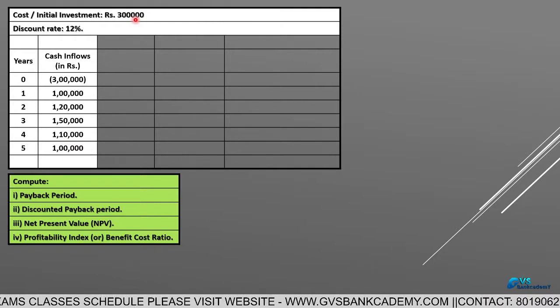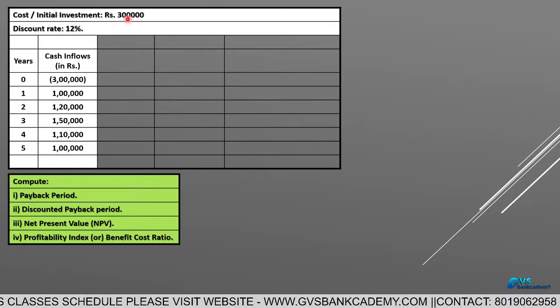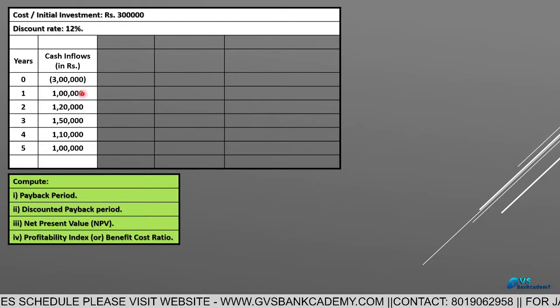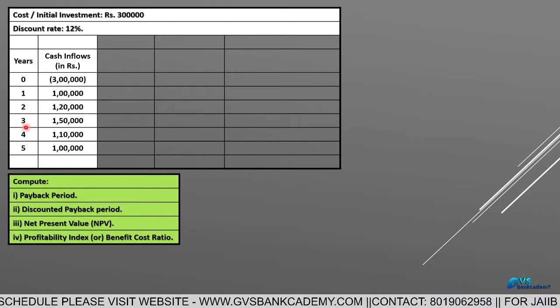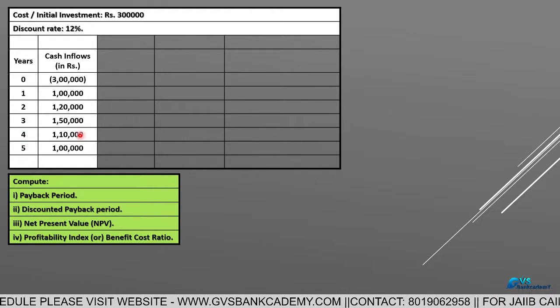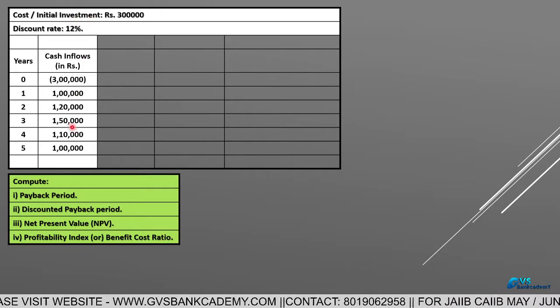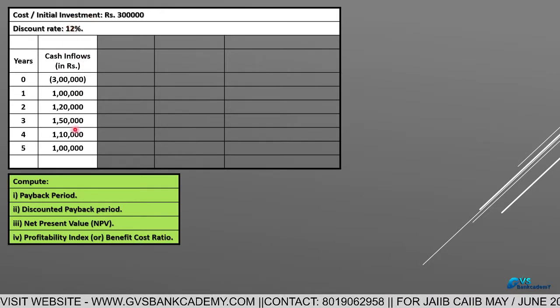So the initial investment is 3 lakhs, and from this investment these are the cash inflows at the end of the first, second, third, fourth and fifth year. This is the problem or case study that they will generally ask in the examination. They will provide this information.